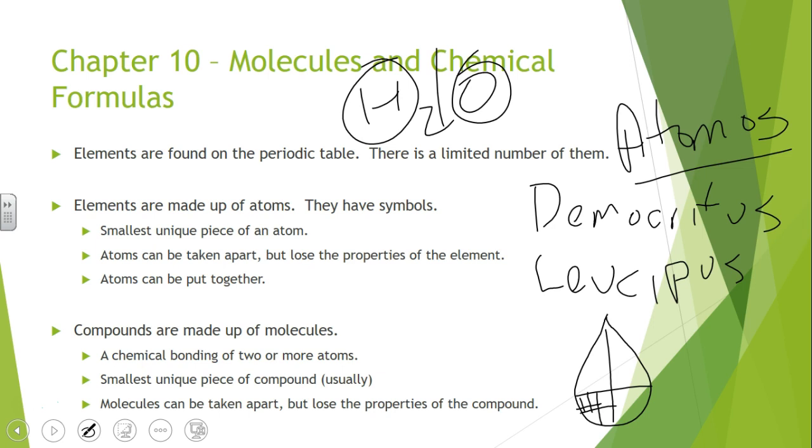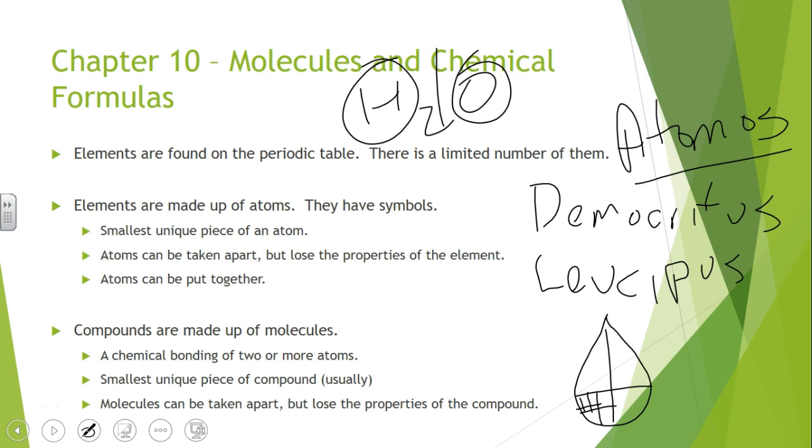Okay, so let me see if I can summarize this. There are elements, the periodic table. The smallest piece of an element is an atom. You can't go any smaller than an atom and have it still be an element.